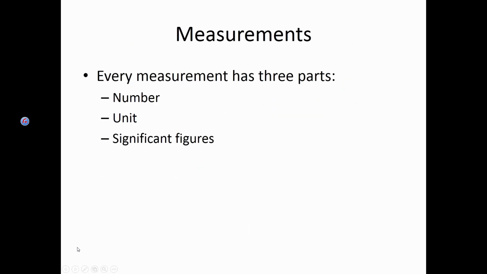Okay, the basis of this entire module is the idea of a measurement. Every measurement needs to have 3 parts. Each part is very important. We need to have a number, we need to have a unit, and we need to have significant figures.